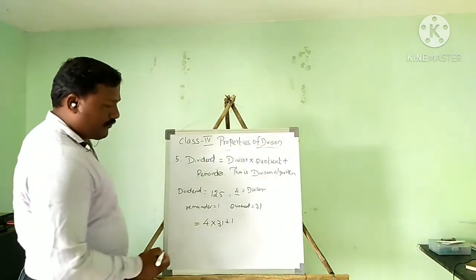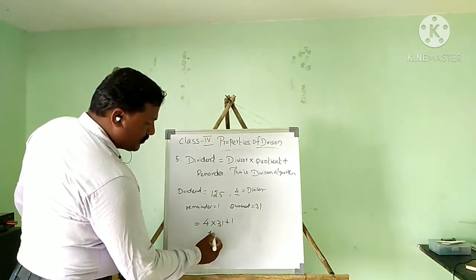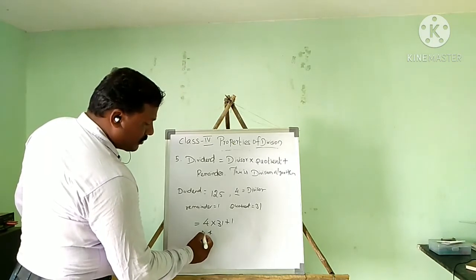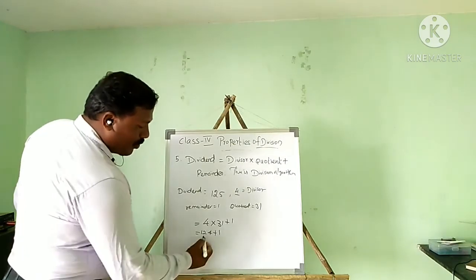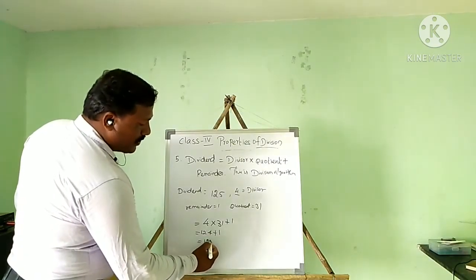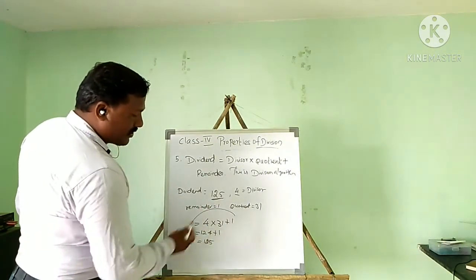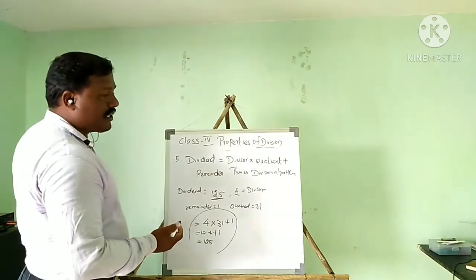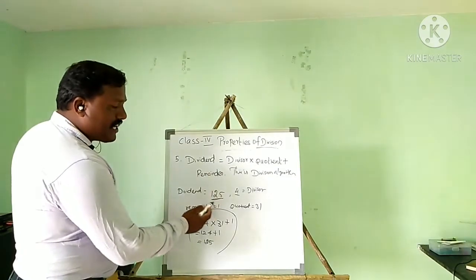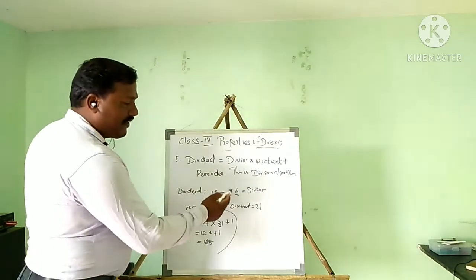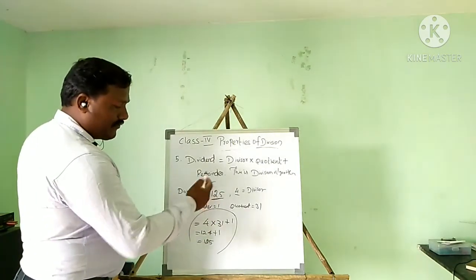Now first I will multiply 31 and 4. 1 4 is 4. 3 4s are 12. So 124 plus 1 is equal to 125. See, 125 is the dividend. We get the dividend using this algorithm. What's the algorithm? Divisor multiplied by quotient plus remainder. So we did not take the dividend. We take only the divisor, quotient and remainder, and we got dividend 125.